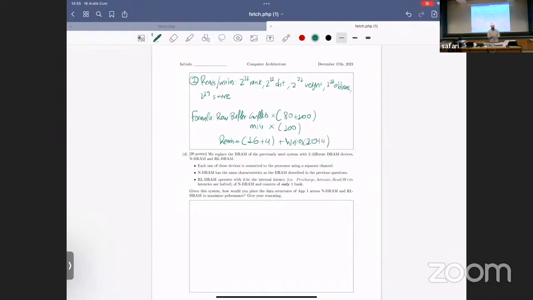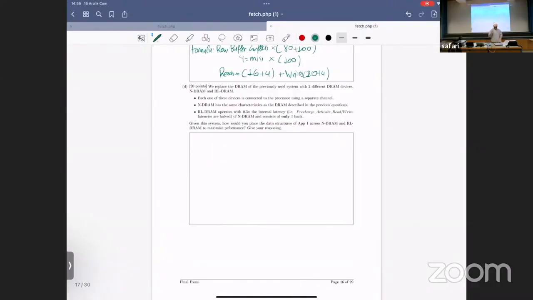The row buffer conflicts are given, 2 to the power of 20. The row buffer misses, it's 4, the initial ones. The reads we calculated in the beginning, and the writes we also calculated in the beginning, and you leave it like that. You don't need to do any calculation. I don't mind at all. I just need the formula with all the numbers so that you can calculate the total number of cycles.